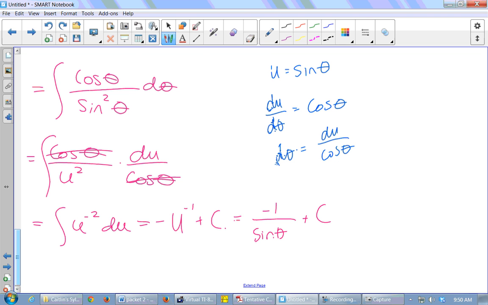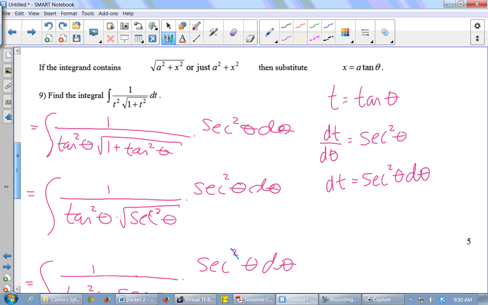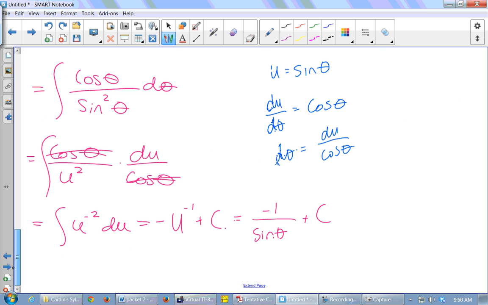Oh, we're out of time. Last thing, I have to replace the theta with arctan of t, right? Because t equals tan theta, so theta is arctangent of t. So this is -1 over the sine of the arctan of t, and then that can be simplified further. Okay, I'll just show you.